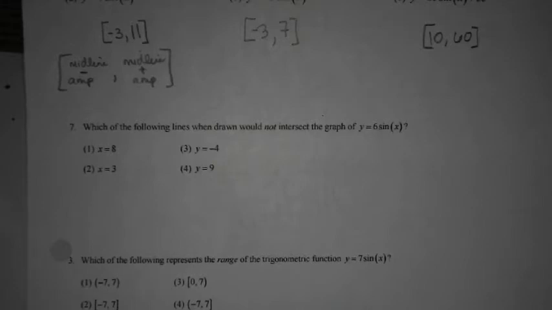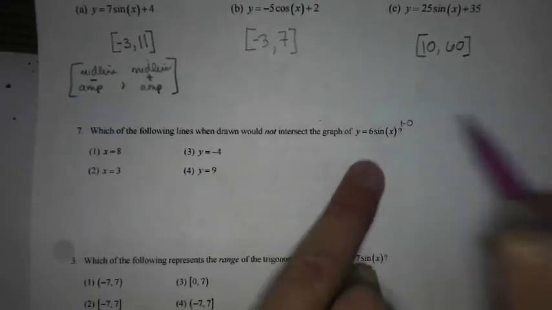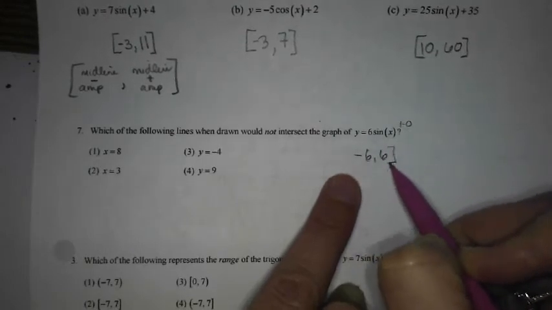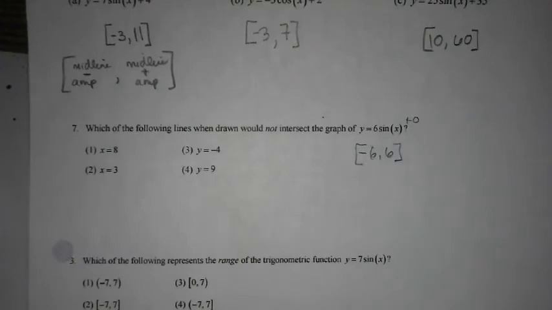What is the maximum of this? 6. And the minimum? -6. So your midline is 0. There's a plus 0. So your range is from -6 to 6. Goes down 6 and up 6 from 0. So which of these would not intersect the graph?